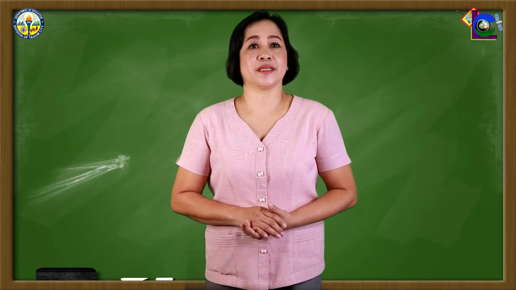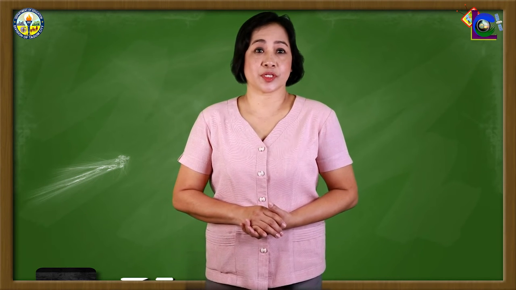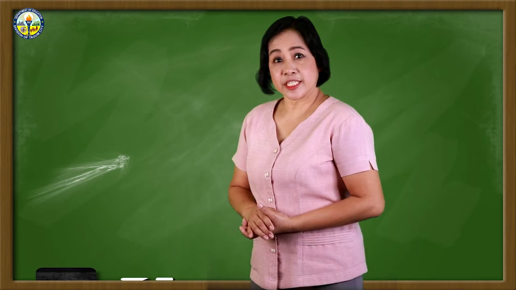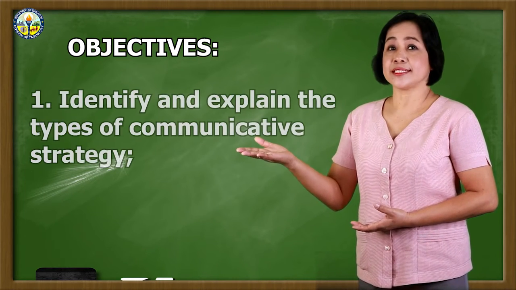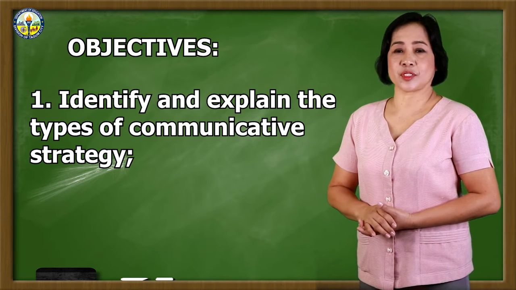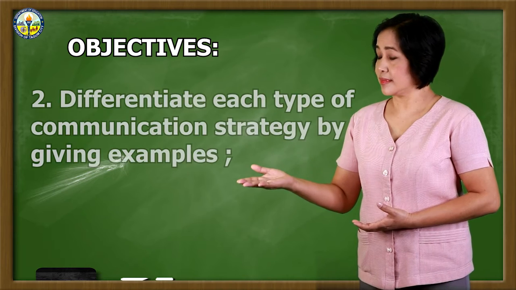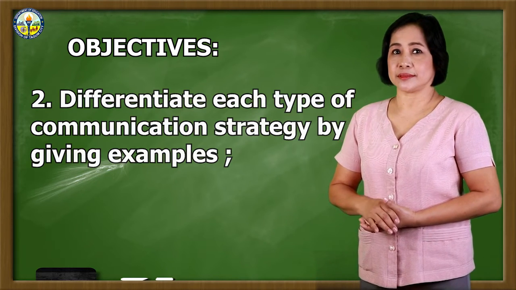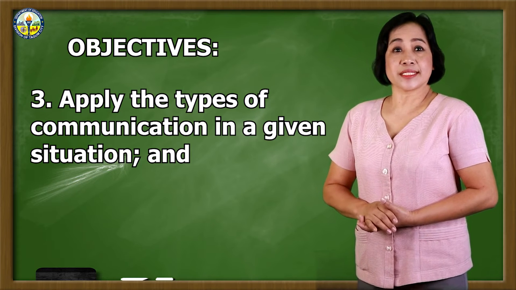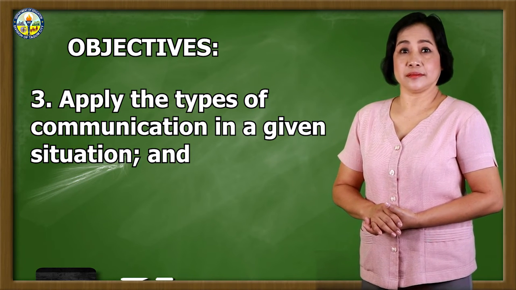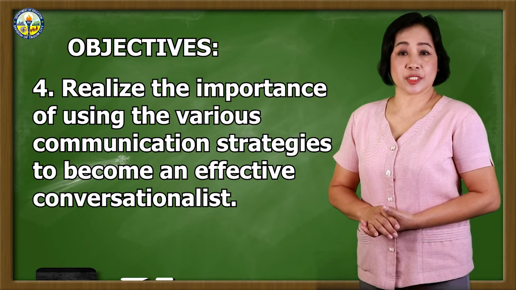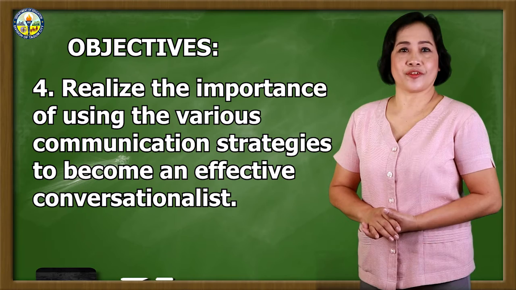This time, you will be given a clear explanation why we need to use and observe the strategies in communication. But let us have our objectives first. At the end of today's lesson, you are expected to first, identify and explain the types of communicative strategy. Second, differentiate each type of communication strategy by giving examples. Third, apply the types of communication in a given situation. And fourth, realize the importance of using the various communication strategies to become an effective conversationalist.